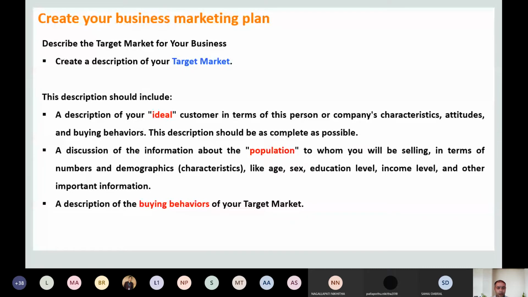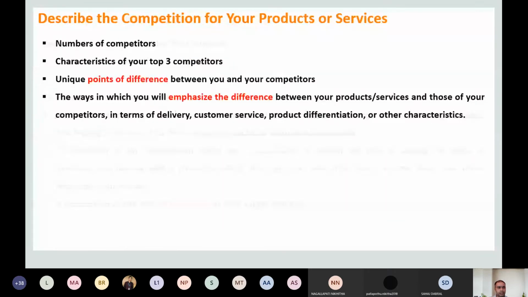Especially during this pandemic, people are not going outside to buy groceries. Everything is getting ordered online, and you're getting it delivered to your doorstep. So the buying behavior plays a very important role in deciding the market. Okay, so that is also very important. You should know who will be your ideal customer. You will be studying your population, and you will be understanding the buying behavior. So these are the important things you have to consider.